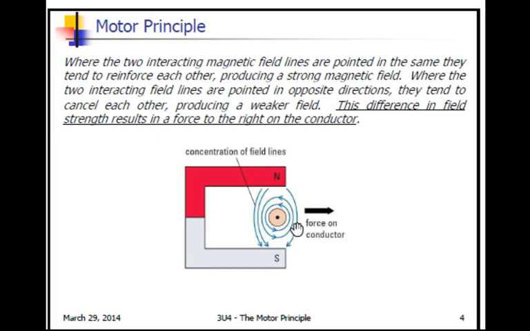So in this case here, on the left side of this conductor, we have a strong field, what's working together. Here we have a weak field. So because the strong field's on this side, it'll tend to push this to the right.